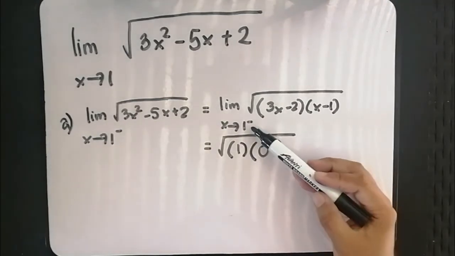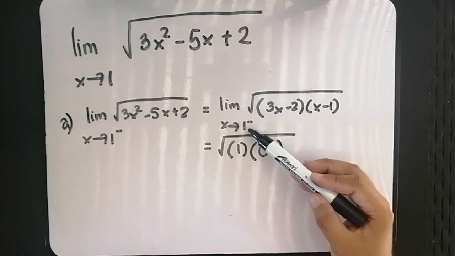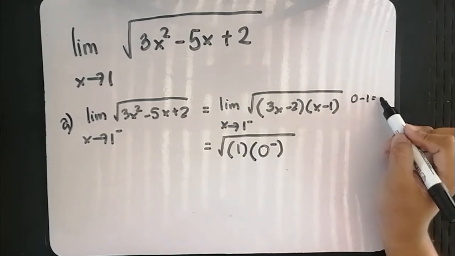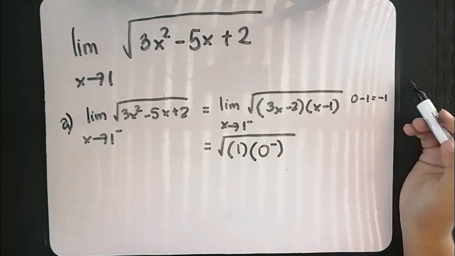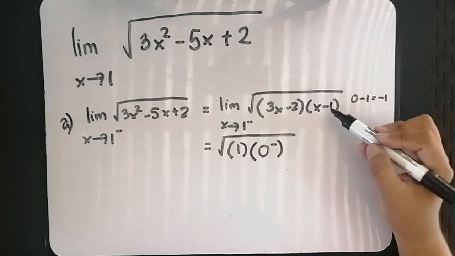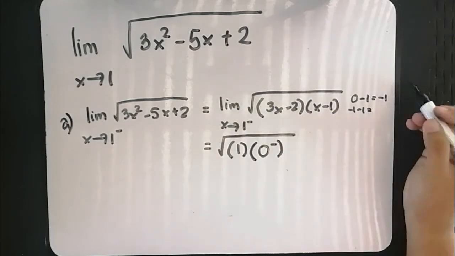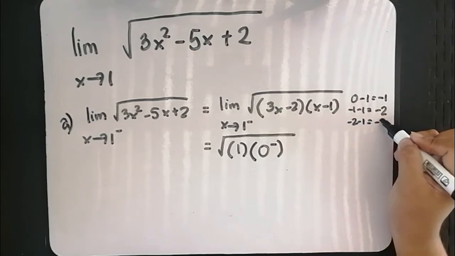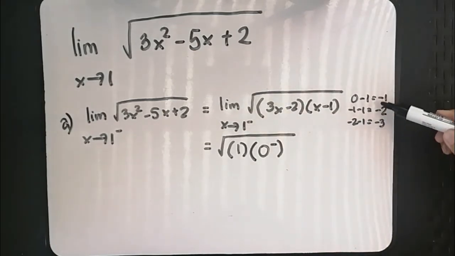So, tignan natin. Negative values. Tignan nga natin, ano ba yung mga nasa negative ng 1? We have 0. 0 minus 1 is negative 1, which is negative, right? Ano pa? Negative 1 minus 1 is equal to negative 2. Negative 2 minus 1 is equal to negative 3. So, bago siya makarating ng 0, dadaan siya sa negative values.